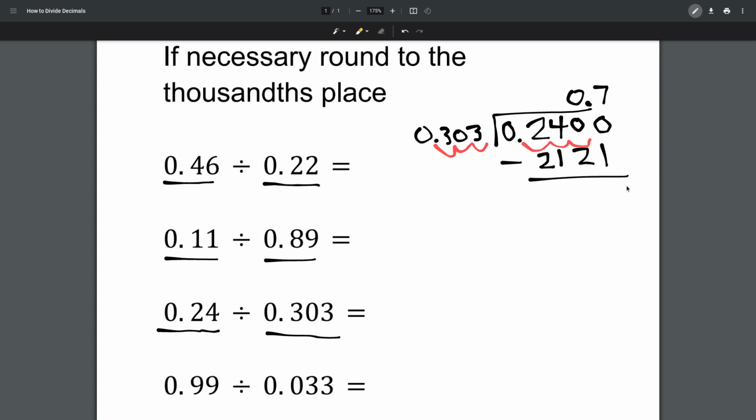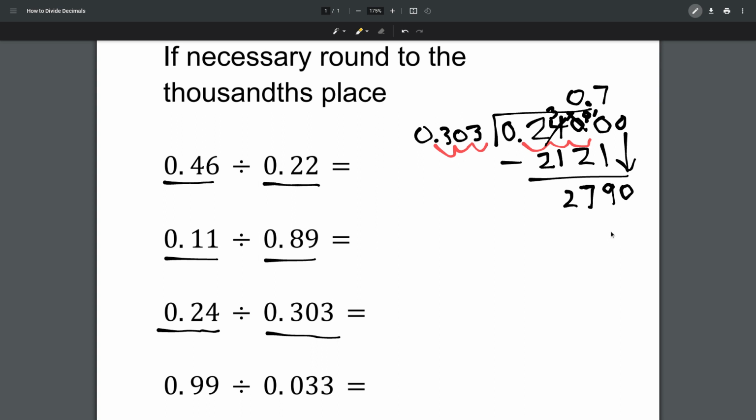And now we subtract 2121 from 2400. Let's write a 3 here, give it to here. We'll then borrow from that. So 10 minus 1 is 9. 9 minus 2 is 7. 3 minus 1 is 2. So we got 279. Okay, let's add another 0, bring it down.